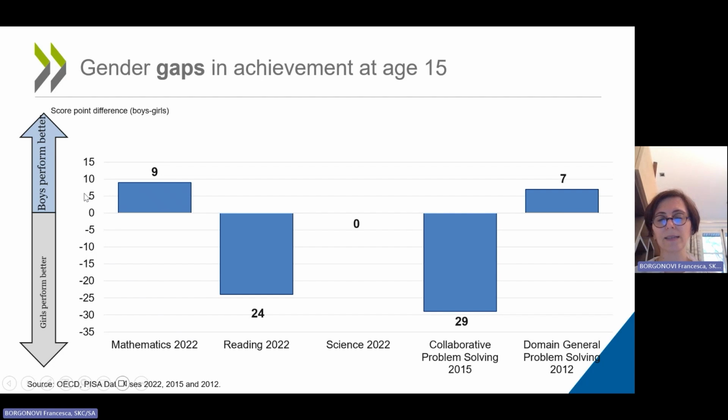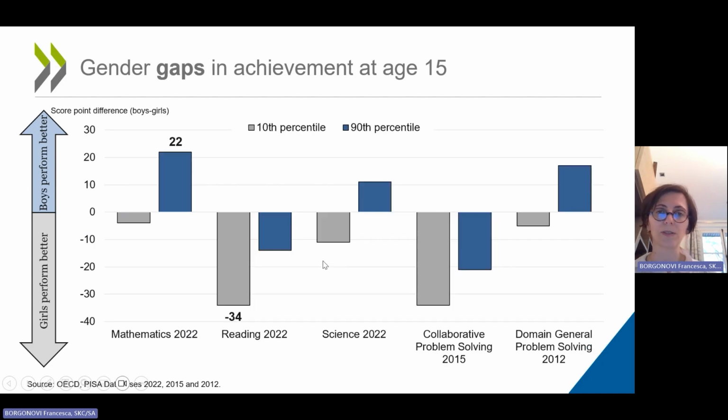Now, the PISA scales are standardized to have a mean of 500 and a standard deviation of 100 in the base year. And a gender gap in favor of boys, for example, in mathematics, of 9 points is roughly equivalent to 9% of the standard deviation. In terms of reading, the gender gap is in favor of girls, and it's much larger, 24 points. And in collaborative problem solving in 2015, this was 29 points.